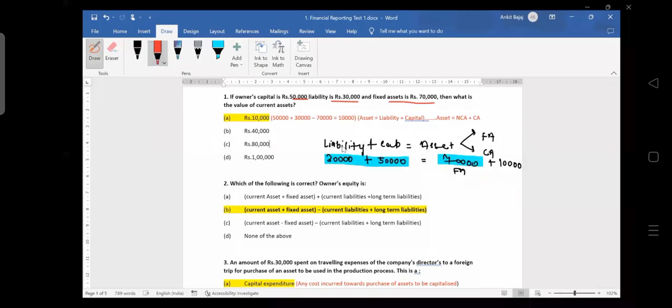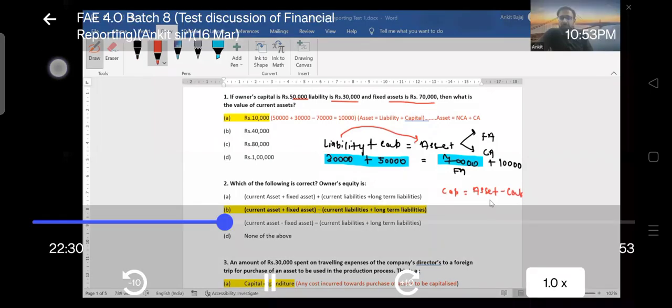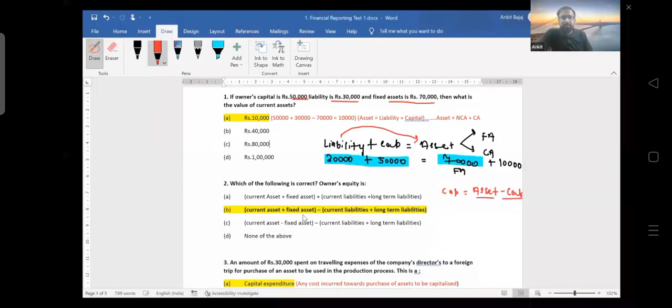If I twist this accounting equation, we can shift liability to this side, right? Liability is in plus, so if we shift this liability to the right-hand side, it will become negative. So asset minus capital is okay, right? If you see the next point, current assets plus fixed assets minus, so this equation is correct, right? Asset minus capital, sorry, asset minus liability. This equation is correct, right? Asset minus liability, this equation is correct.